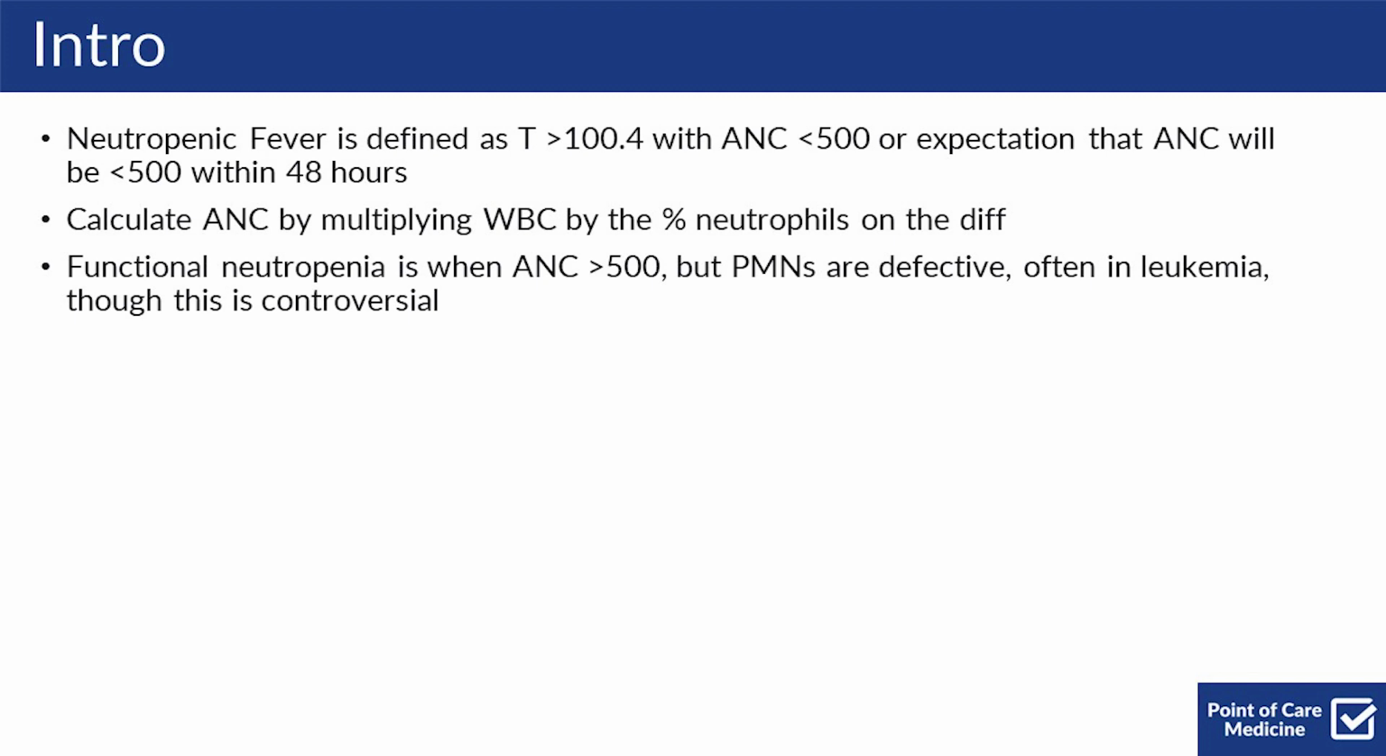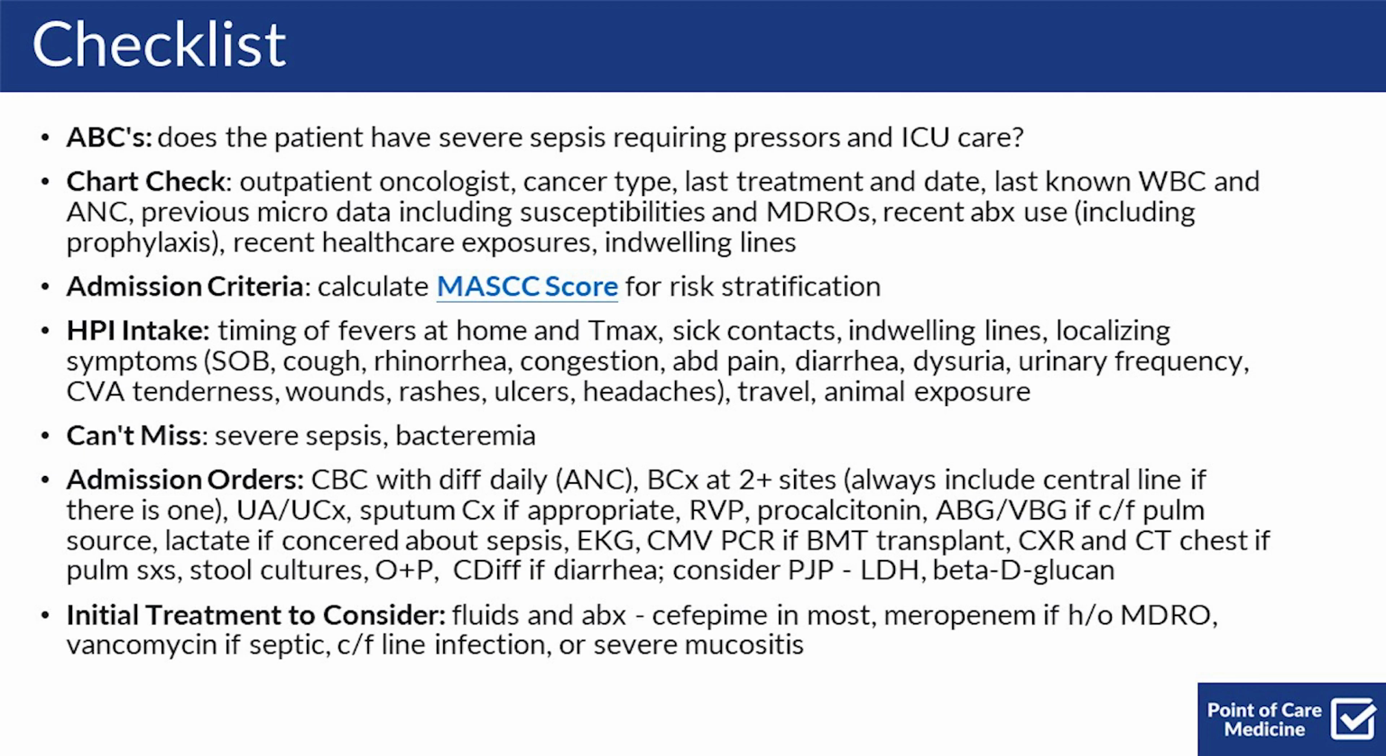Functional neutropenia is when the ANC is greater than 500, but the PMNs are defective, often in leukemia, though this is a controversial definition. When you're admitting someone with neutropenic fever, let's go through a checklist. First is always the ABCs. Does the patient have severe sepsis that's requiring pressors and ICU care or respiratory failure?